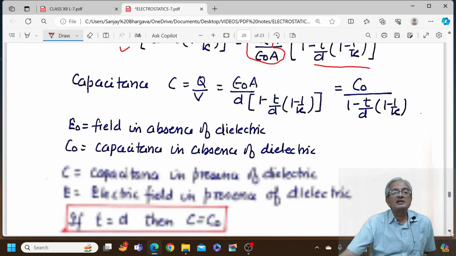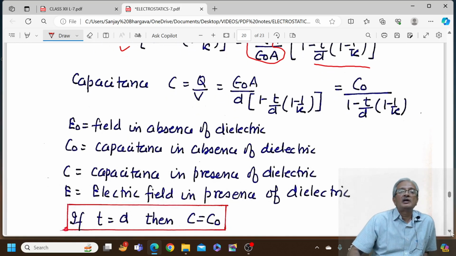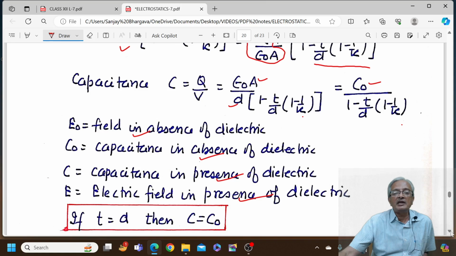The capacitance is equal to the ratio Q upon V, so it is given by epsilon 0 A upon D into 1 minus T upon D into 1 minus 1 upon K, that is C0 upon 1 minus T by D into 1 minus 1 upon K. So here E0 is the electric field in absence of dielectric, C0 is the capacitance in absence of dielectric, C is the capacitance in presence of dielectric, and electric field in presence of dielectric is given by E.